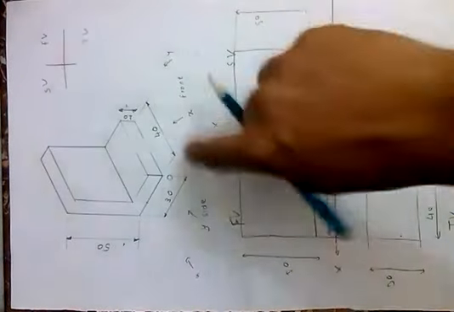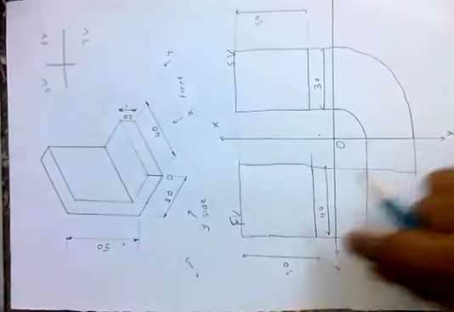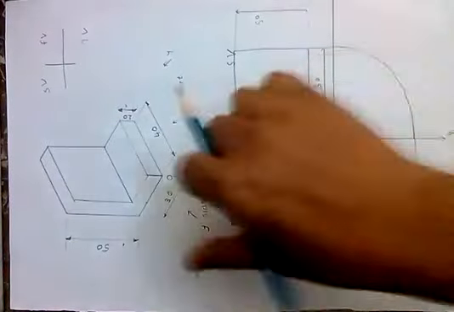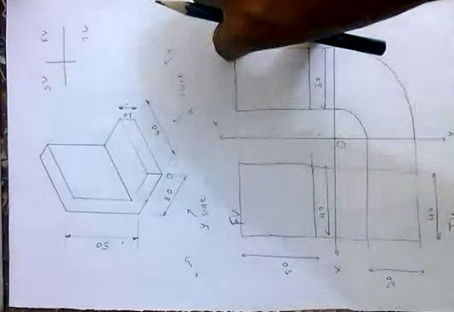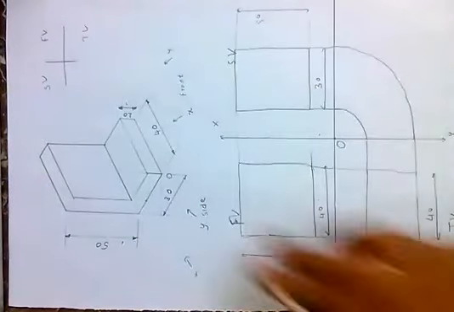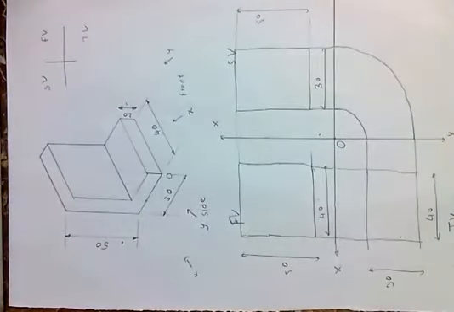For the front view, its length is 40, its height is 50. We'll draw the 40, 50. For the side view, its length is 30, height is 50, and by taking the projection of these two, we'll directly get the length and height and length of the side view.